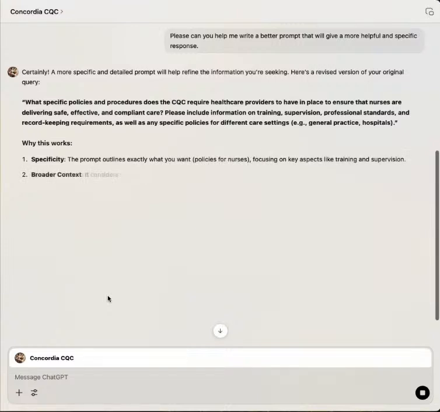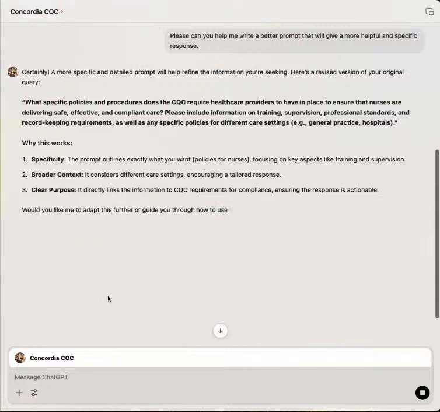Ooh, okay, so Concordia has literally just taken what we've written and made it much bigger. What specific policies and procedures does the CQC require healthcare providers to have in place to ensure that nurses are delivering safe, effective and compliant care? Please include information on training, supervision, professional standards and record keeping requirements, as well as any specific policies for different care settings. So let's take this. She's also given you a bit of a rationale around why she's asking you to say that.